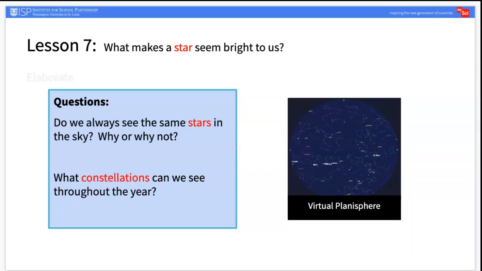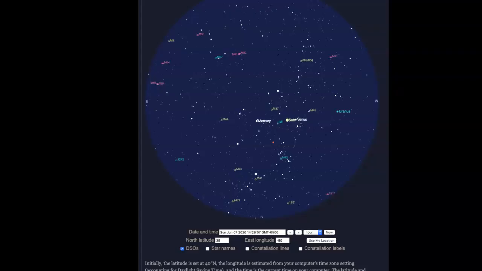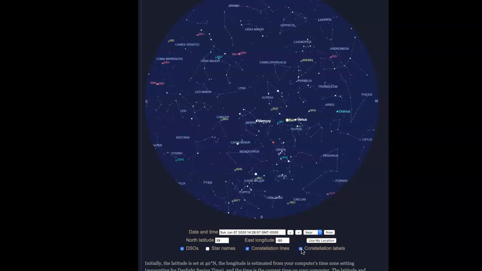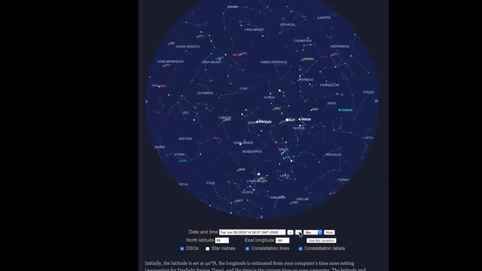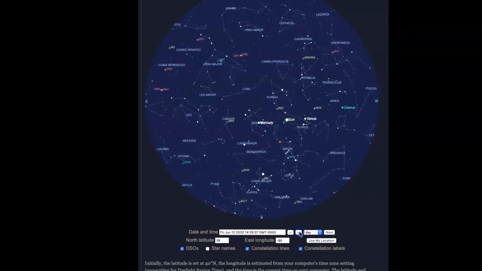In the Elaborate portion of this lesson, students will discuss if we always see the same stars in the sky or not. Students will then observe the virtual planisphere. To use this resource, you need to scroll down to the bottom of the viewing circle and click Use Location. Additionally, make sure the constellation lines and constellation labels are checked. You can click to observe how the night sky changes daily. Students should observe the stars appear to move across the night sky from east to west.